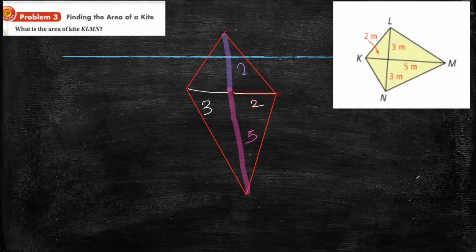So look at this kite here. In this kite here, as you see, the diagonals, they are... But teacher, it is not 2, it is 3.